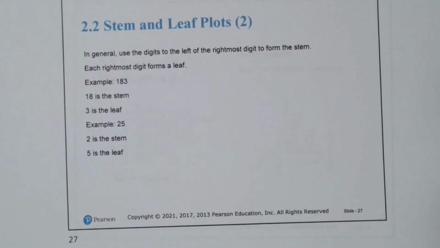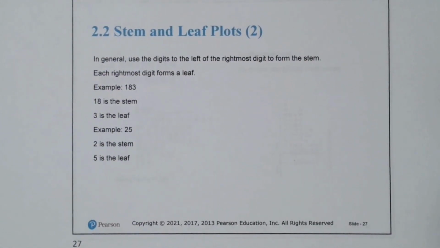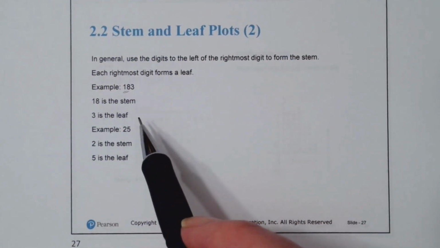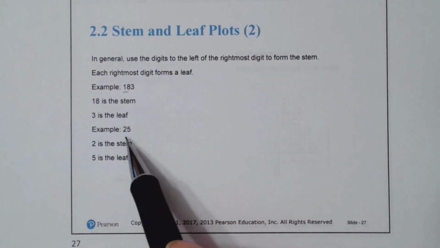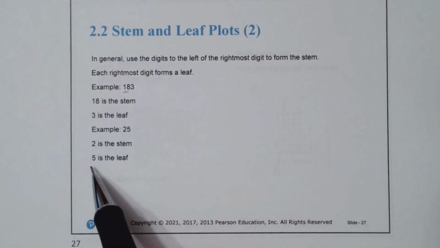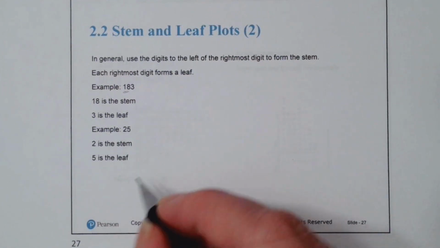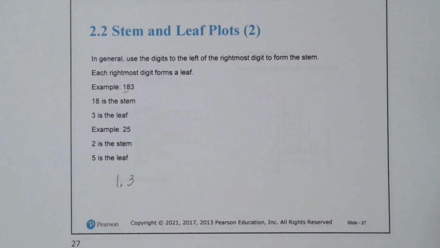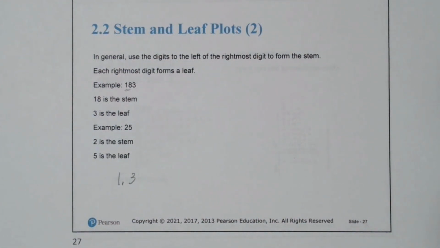So here's an example of how we would put together the stem and the leaf. Basically, the leaf is just the last digit. So here the stem would be 18, and 3 is the leaf. For 25, 2 would be the stem, and 5 would be the leaf. In your homework, you'll have one with decimals. So you might have 1.3. The 1 would be the stem, and the decimal part would be the leaf. And something in the problem would indicate that your stem is a decimal.